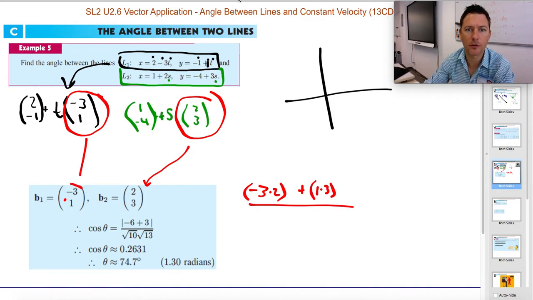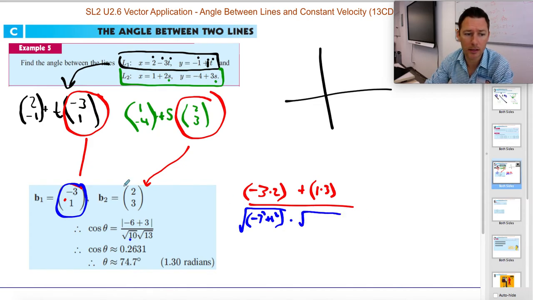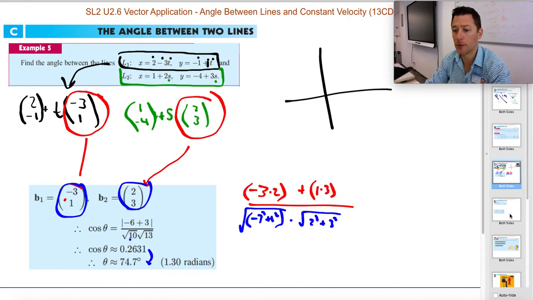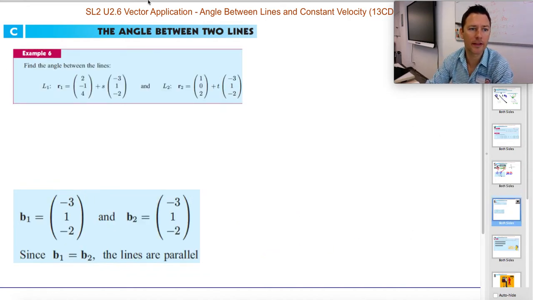So find the magnitude of this one. The magnitude is the root of -3 squared plus 1 squared, so that's the root of 10, and then it's a product, so multiply by the magnitude of this, which is the root of 2 squared plus 3 squared. 9 and 4 is 13, take the root of that. Once you crunch all those numbers, you end up with cosine of 0.26, and you take the inverse cosine, 75 degrees. Cool, cool.